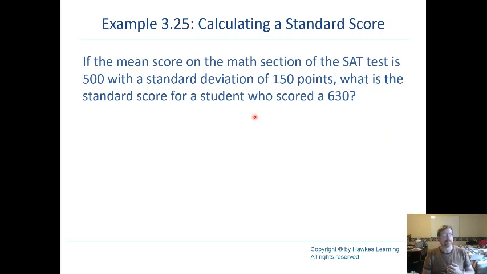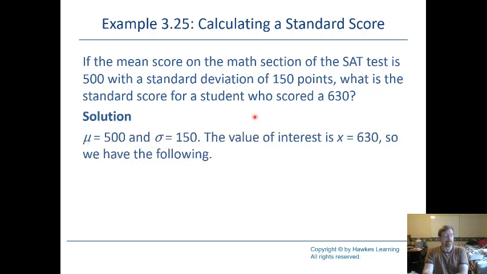So for the SAT, if the mean is 500 with a standard deviation of 150, we can calculate the standard score for a 630 easily. We've got 500 and 150. Plug that into our formula there, and we get 0.87.